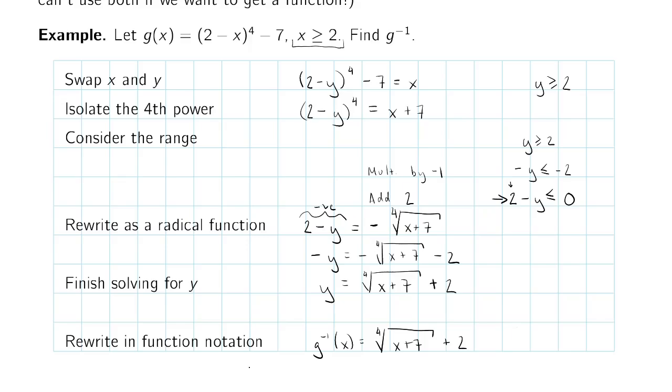So when I have a power function with a restricted domain, that ends up determining the range of the inverse function. And I need to use that to decide whether or not I want to take the negative root in my inverse function.